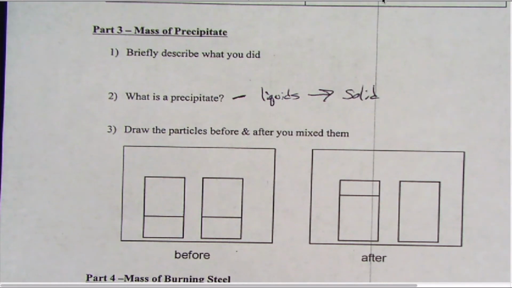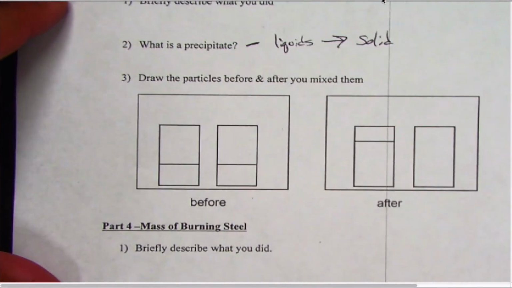It should have got cloudy, it should have turned white, and in that solid, it was a color change, and a precipitate got formed, which are two signs of a chemical reaction. So that's how we know we had new particles or new molecules made. So how would we represent that in a visual manner?